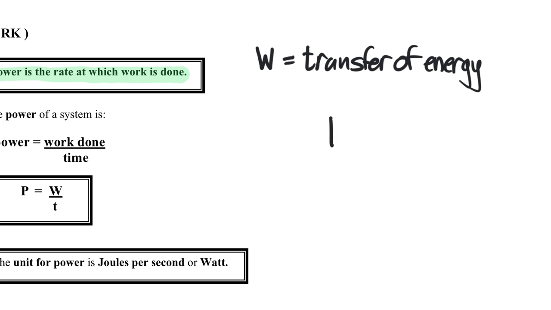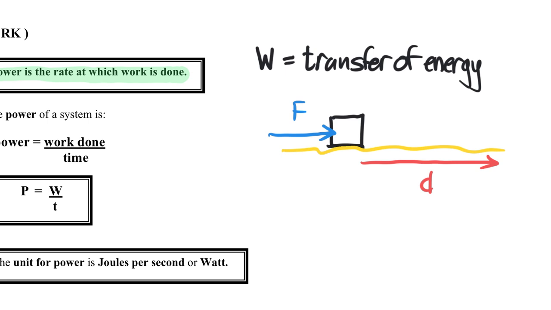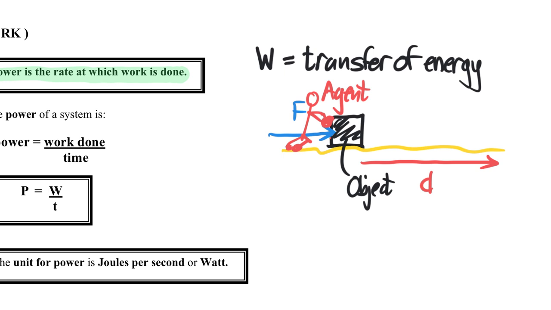So if we have an object and a force is applied to that object, and that object is moved by that force over a distance d, well, then work is done by the force which comes from the agent. So let's assume the agent was my hand or my arms. I'm not a very good artist, so I do apologize for this. So let's assume that this stick man is me, and the force is being applied by me. So I would be the agent, and the object, this block, would be the object. So energy is transferred from the agent to the object by means of the force. Now, we've discussed this before.